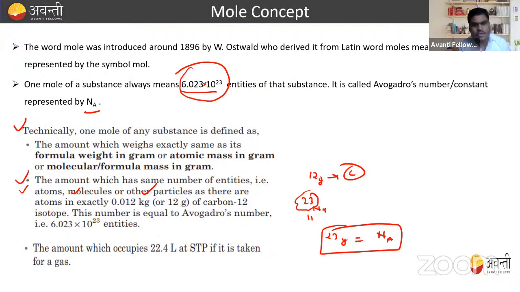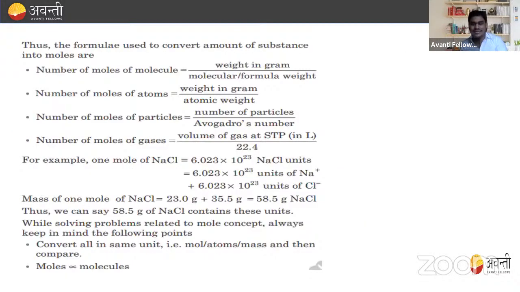Now, the amount which occupies 22.4 liter at STP, if it's taken for a gas, is also known as 1 mole, right? This you must remember, because these are the formulas basically used to convert amount of substance into moles and moles into amount of substance. Just remember one thing: 1 mole is equal to 6.023 into 10 raised to the power 23 atoms, or it may be molecules, right?